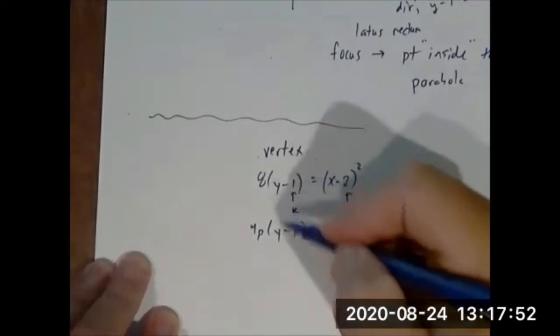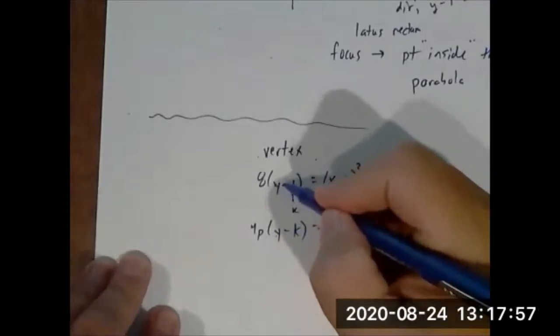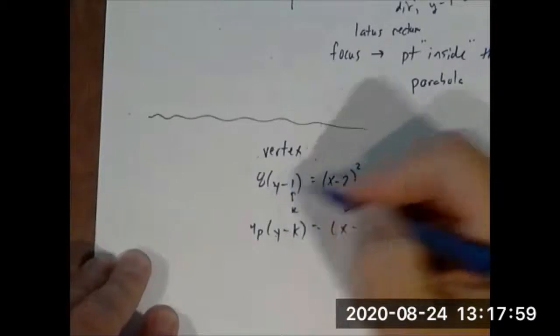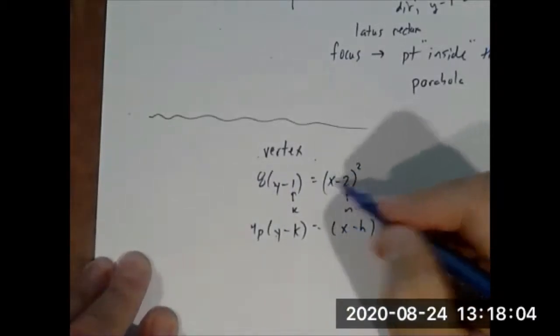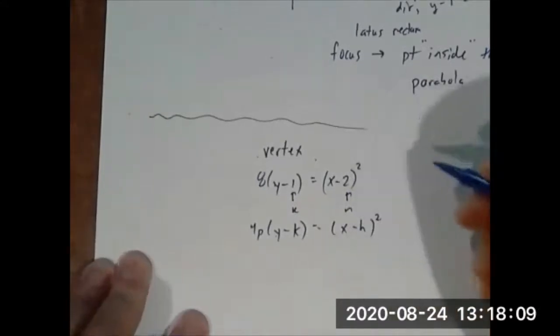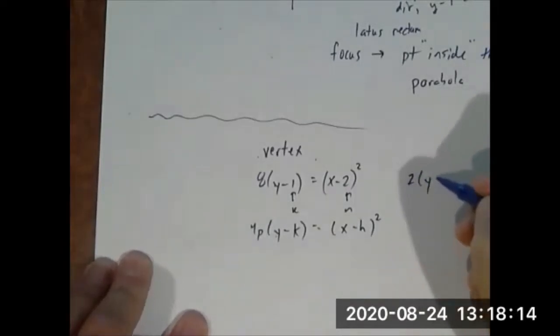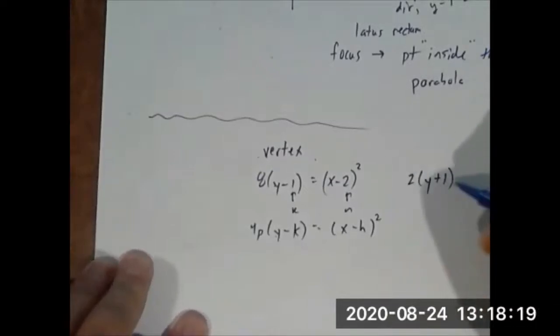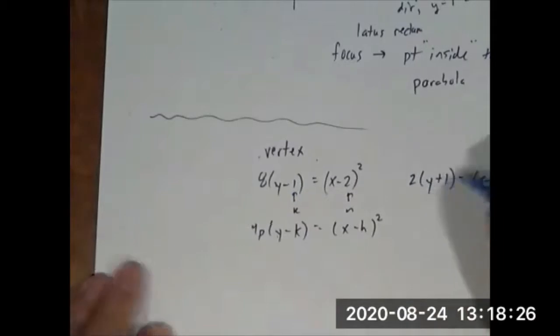By that I mean the standard equation is y minus k. Our equation was y minus 1. Obviously, k is 1. Standard equation x minus h. Our equation was x minus 2. However, what if I just changed one thing about this equation? Instead of y minus 1, I have y plus 1.